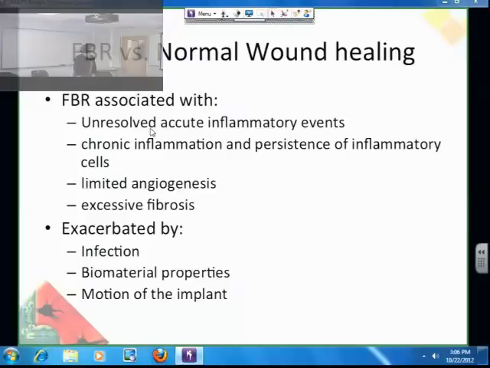You typically have limited angiogenesis, but I don't really want to say that that's the case for all foreign body reactions, because sometimes you could have excessive angiogenesis that's also bad. So that's not necessarily a generalization. Excessive fibrosis is a generalization. You'll have more; that will definitely happen. That's the fibrous capsule formation. So that doesn't happen in normal wound healing, but it does happen in the foreign body reaction. And the foreign body reaction can be exacerbated by infection, properties of the biomaterial itself, and any shape or motion considerations of the implant.